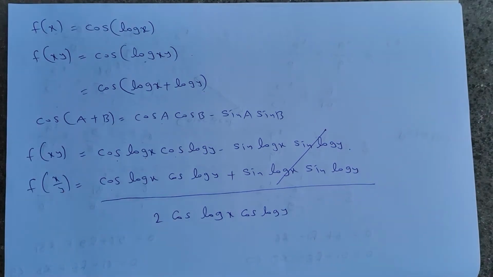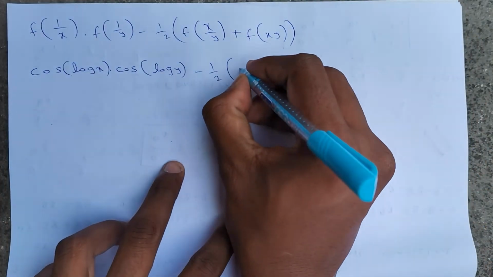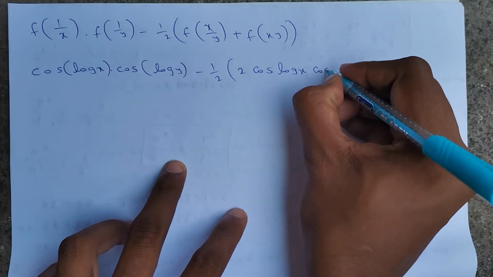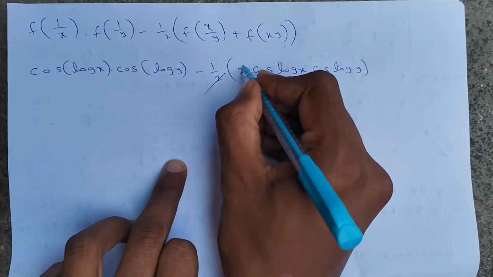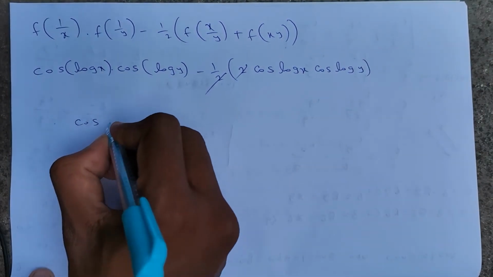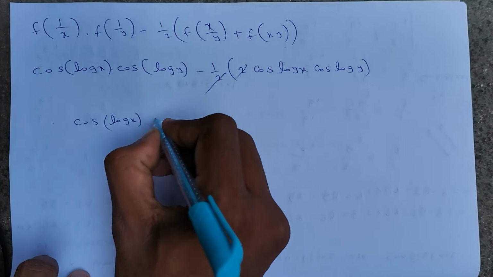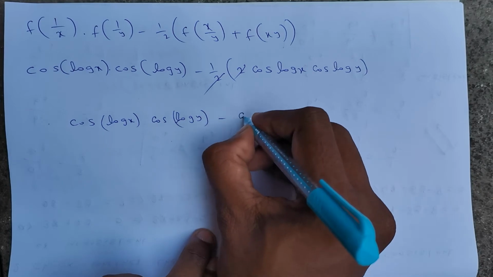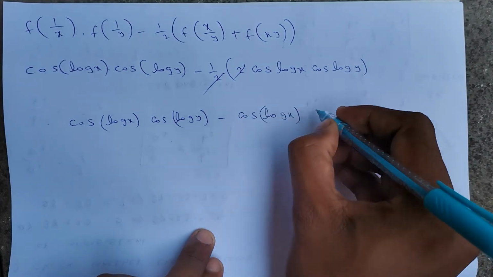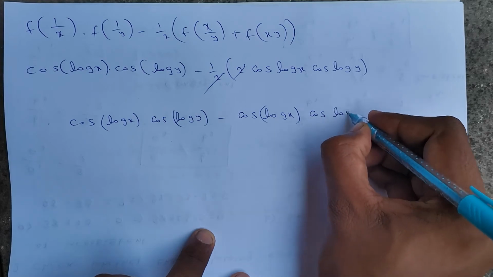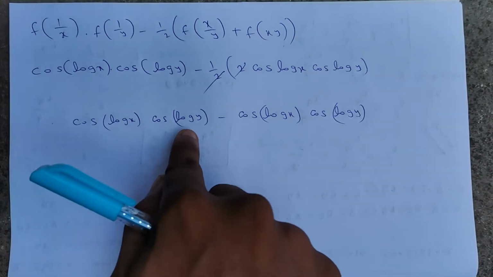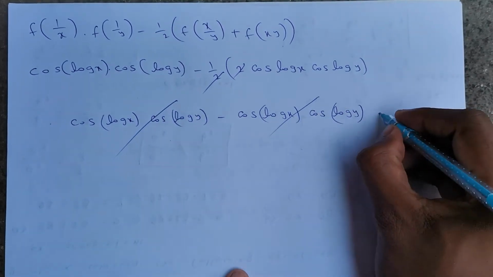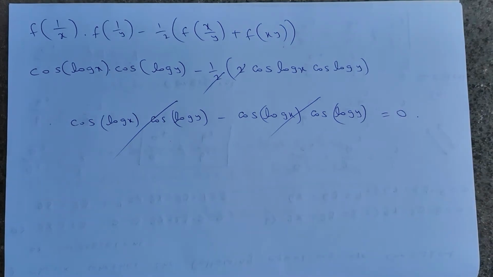I will substitute this. 2 cos log x cos log y. Here the 2 will get cancelled. So we remain with cos log x cos log y minus cos log x cos log y. This total term is cos log x cos log y, and this total term is cos log x cos log y. So both are equal. Minus symbol is there, so both will get cancelled. We remain with 0. Hence proved.